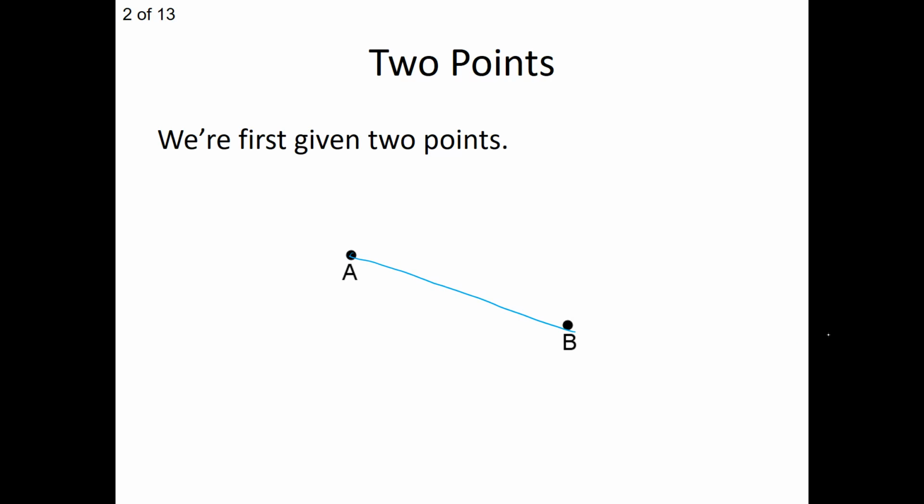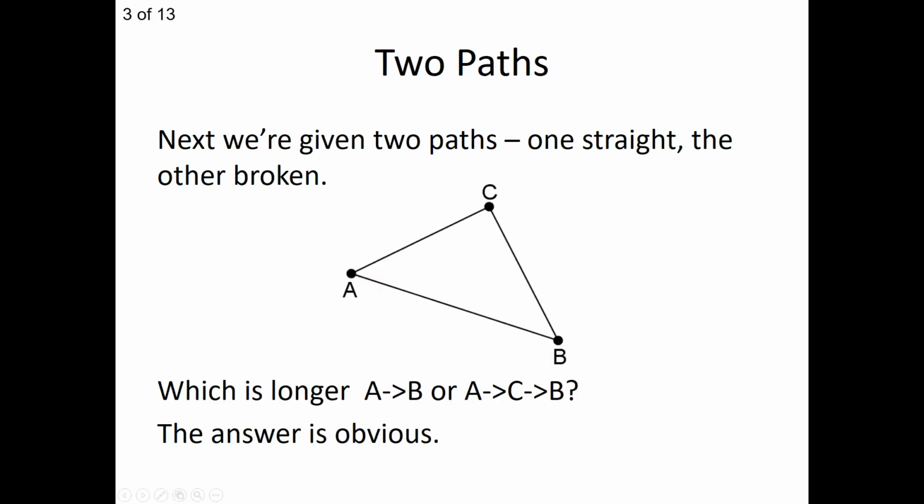But let's add a third point. So now I've actually created two paths. There's the path where you go from point A to point B, but there's another path you could take. Instead, what if you took a path from point A to point C first, and then walked to point B? Wouldn't it obviously be longer to walk from point A to C and then C to B, instead of walking straight from point A to point B? What we're looking at is setting up the idea of this next theorem.